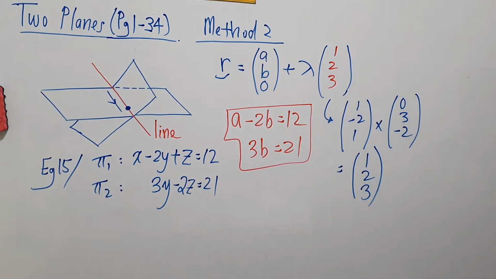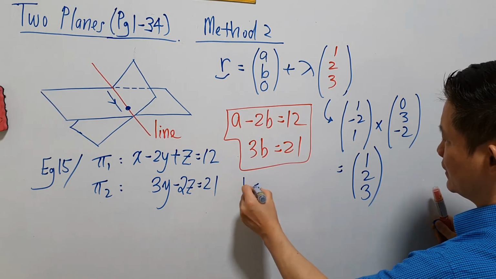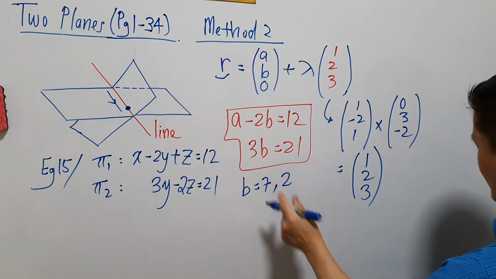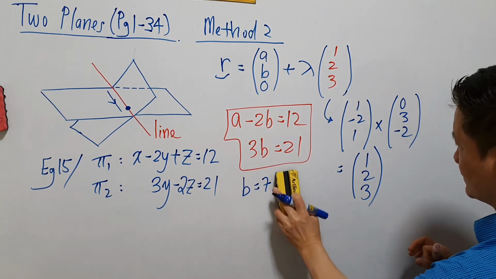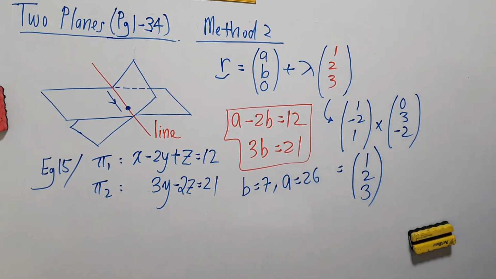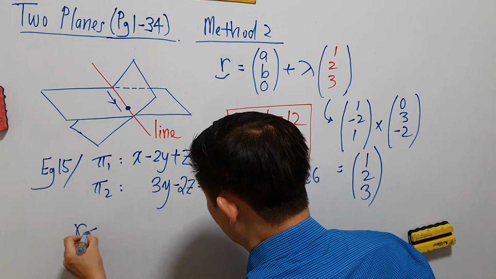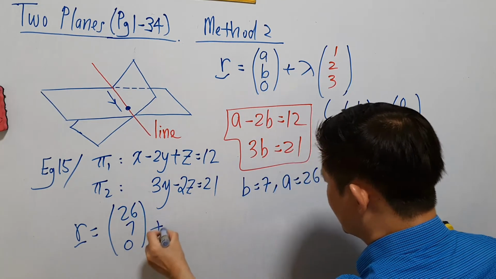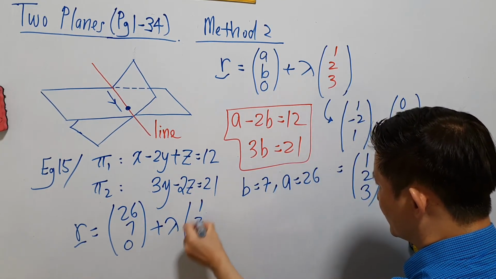So now what I do is solve for a and b. My b will turn out to be 7, and my a will turn out to be 26. Therefore, the point here would be 26, 7, 0. So therefore, the equation of the line will be 26, 7, 0 plus lambda 1, 2, 3.